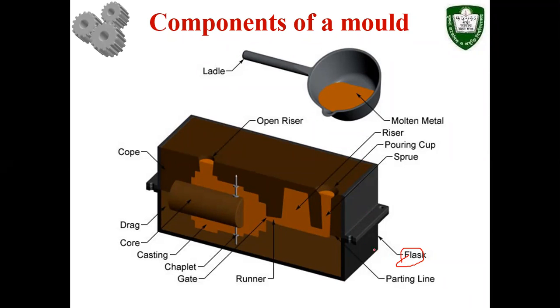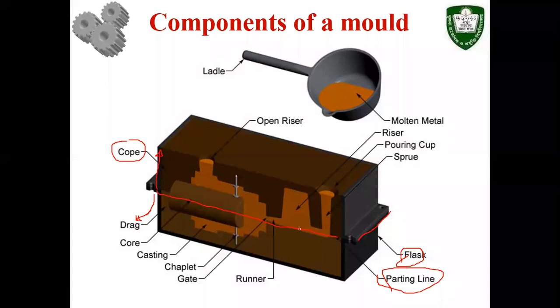The boxes meet at a plane. This plane, throughout the whole casting, is called the parting line. The top box is called the cope. The top side from the parting line is called the cope, and the bottom part is called the drag.